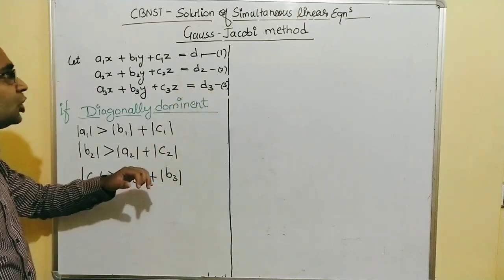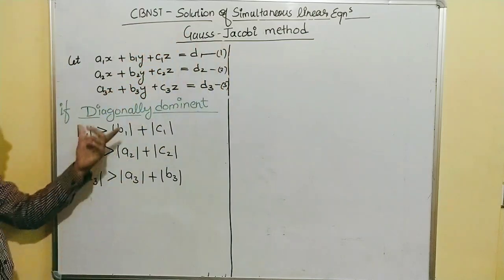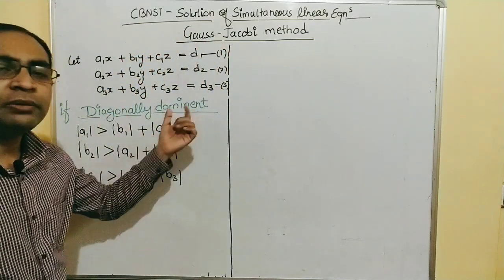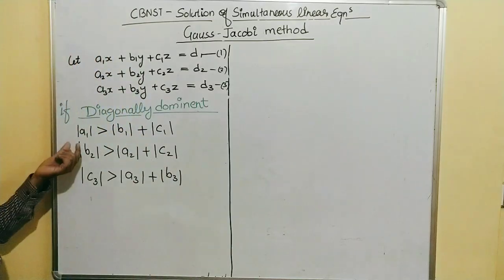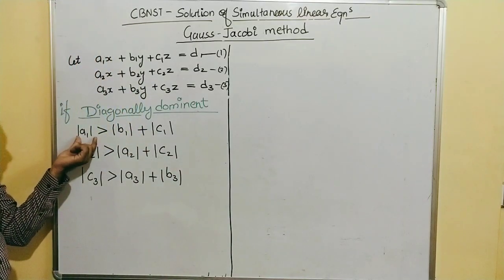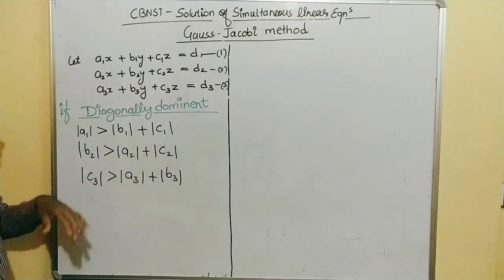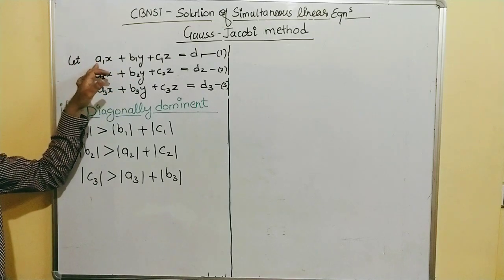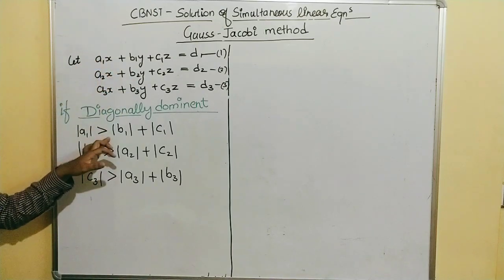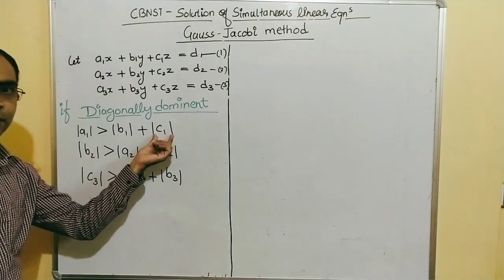The primary condition to apply this Gauss Jacobi method is that this system must be diagonally dominant. What do we mean by diagonally dominant? Diagonal dominancy means the mod of a1 should be greater than the mod of b1 plus mod of c1. That means in the first equation, the absolute value of a1 must be greater than the sum of the absolute values of b1 and c1.